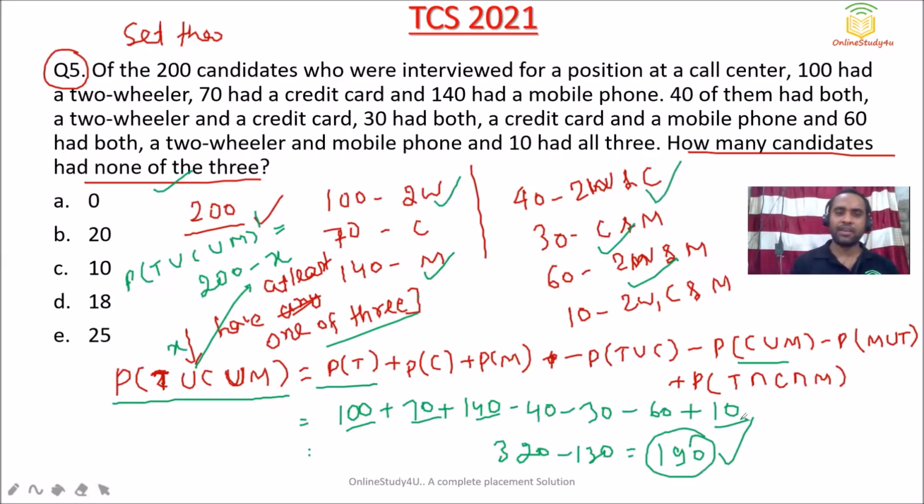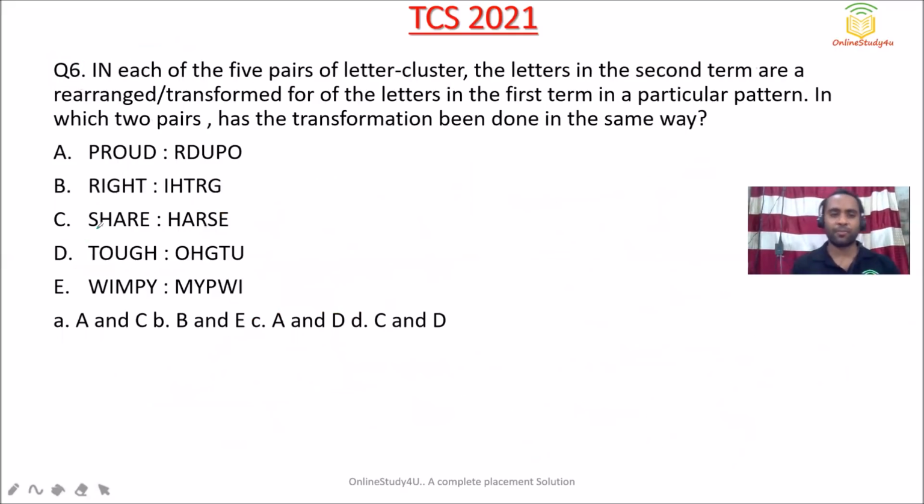They are asking how many of them do not have any of that. So 200 minus 190 will be nothing but 10. So 10 means option C will be the correct answer for this particular problem. This is a question from set theory based on a simple formula.